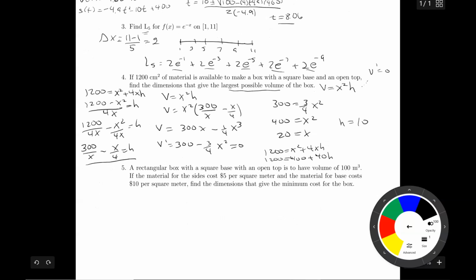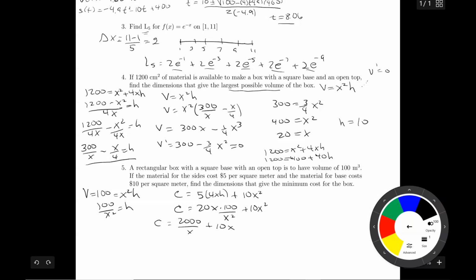All right, last one. So we're supposed to have a volume of 100 cubic meters, which is x squared h. So the cost is going to be $5 for each of the sides, so that's 4xh, plus the base is $10, so 10x squared. So I'm going to solve this for h, and I'm going to put that in, so 20x, and that'll be times 100 over x squared plus 10x squared. Again, I'm going to clean this up. So I get 2,000 over x plus 10x squared.